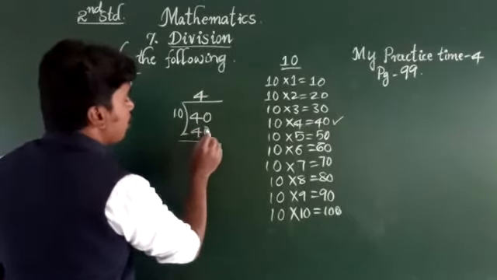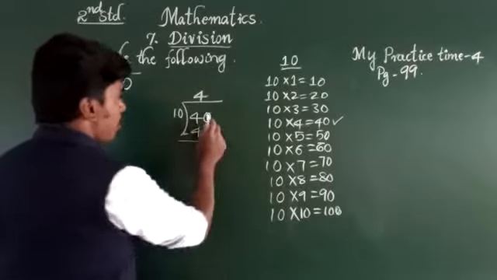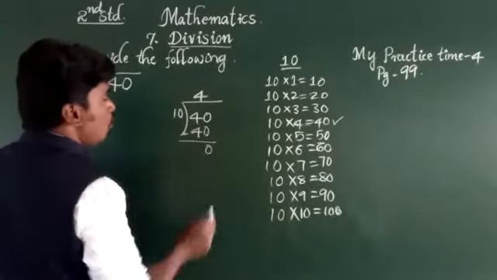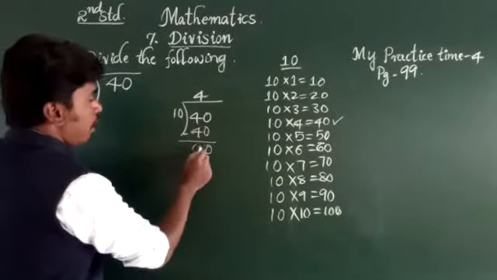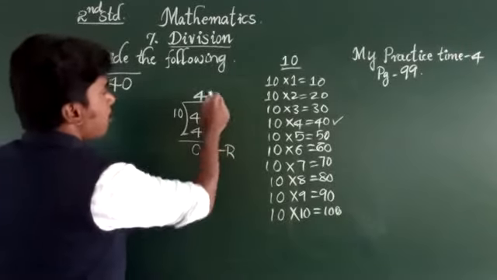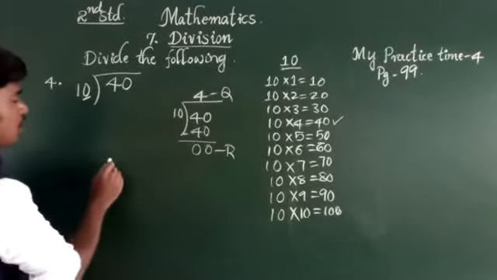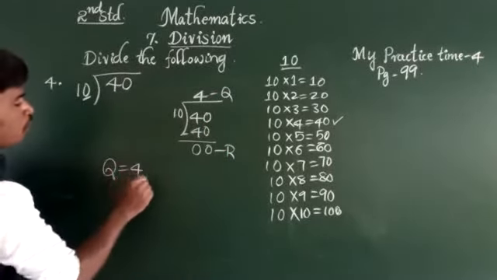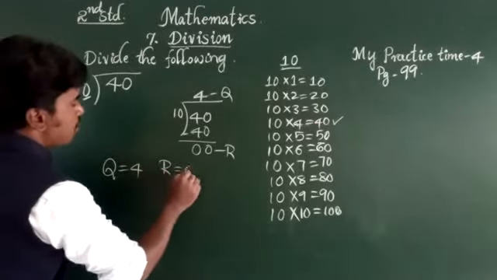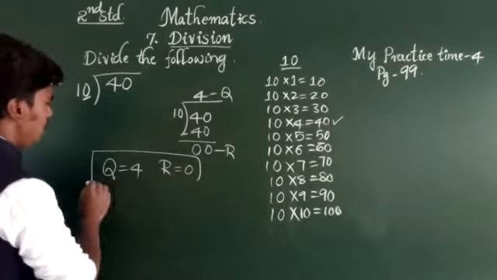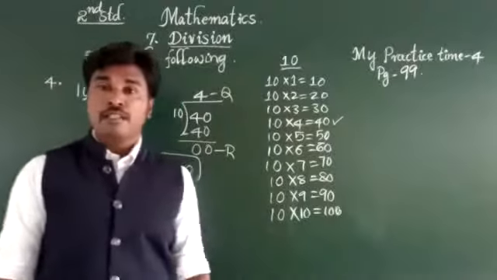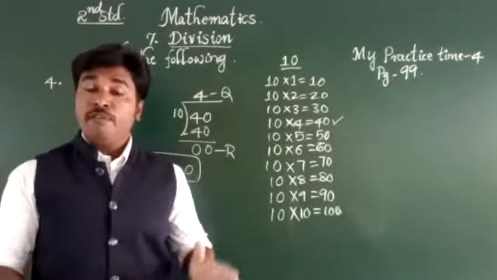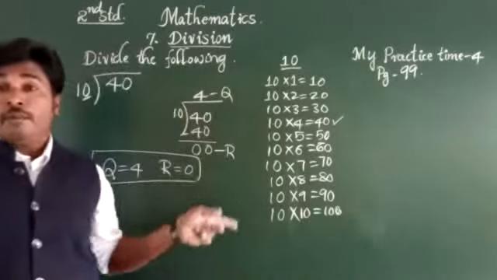Write 40 here. Minus. Now you subtract this 40 from the above 40. 0 minus 0 is nothing but 0. 4 minus 4 is again 0. This is the remainder. This is the quotient. What is the answer? The quotient is 4. The remainder is 0. In this way, you divide the numbers. Before dividing, you write the tables.